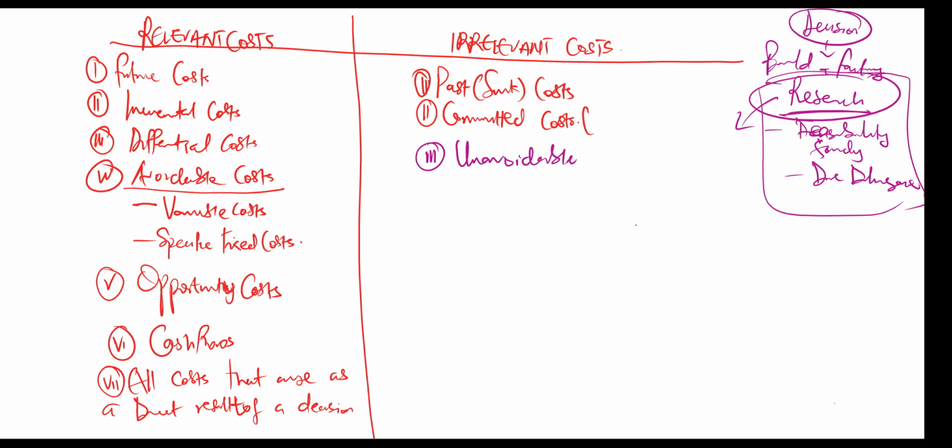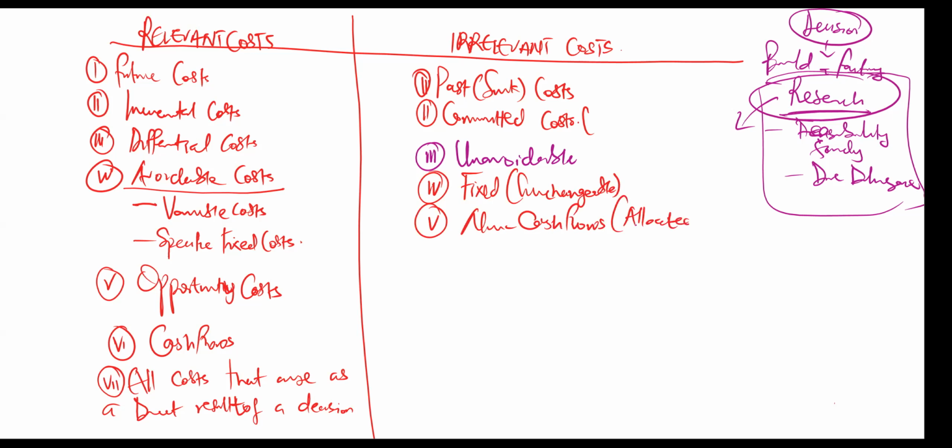Then let's come to irrelevant costs. The same way we say future costs, we have past costs, committed costs, unavoidable costs, right? Or you can say fixed or unchangeable costs, a cost that does not change. Then we have non-cash flows. Remember that cash flows are relevant, meaning non-cash flows, including allocated costs, are not. Something that was absorbed using OAR is not a cash flow. So allocated fixed cost is an example of non-cash flow. Depreciation is an example of non-cash flow.